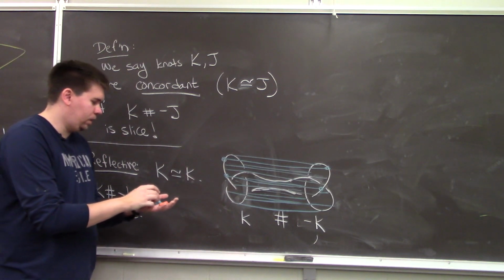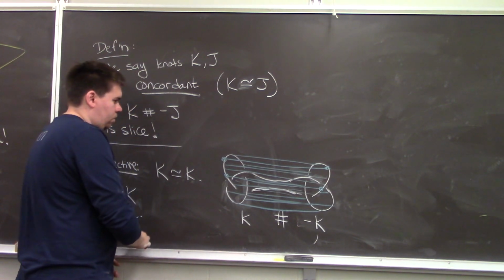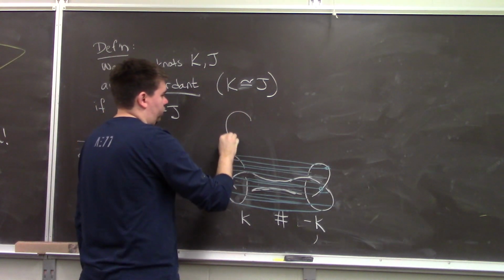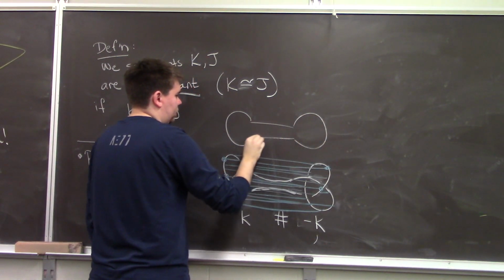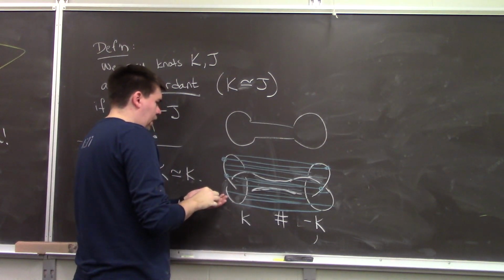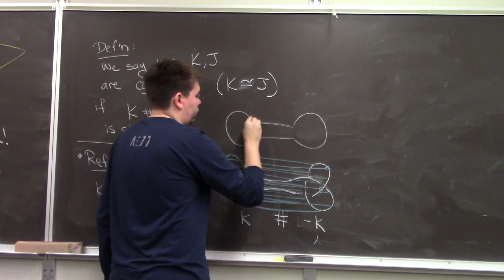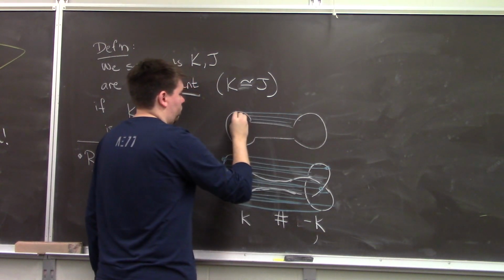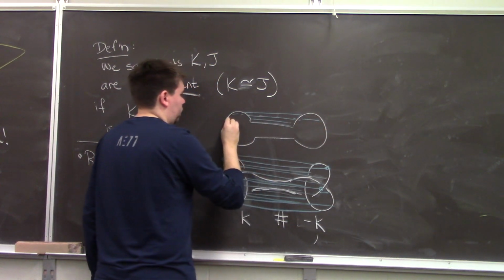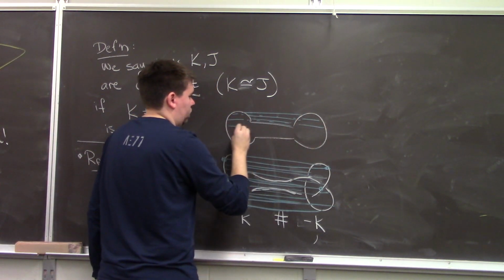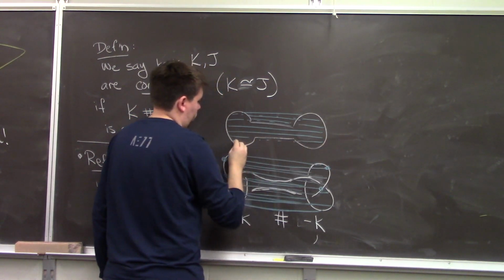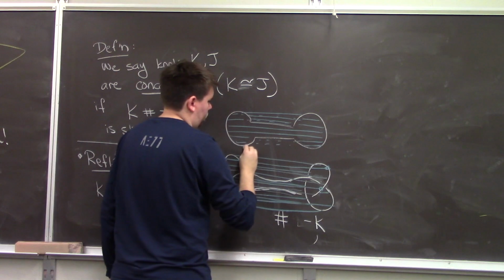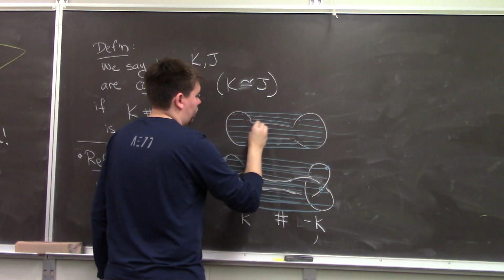Now, if I had simply had some circle with some circle, and they had been connect summed, then I would end up with just a picture that would look like this. They would be connected with its twin, connected to its twin. It would look something like this.